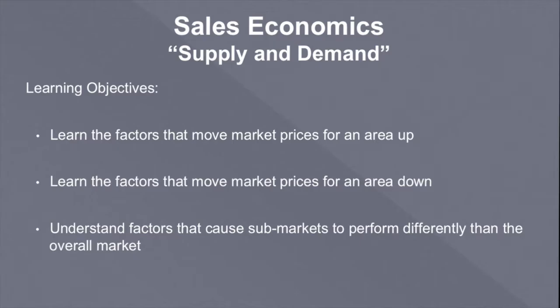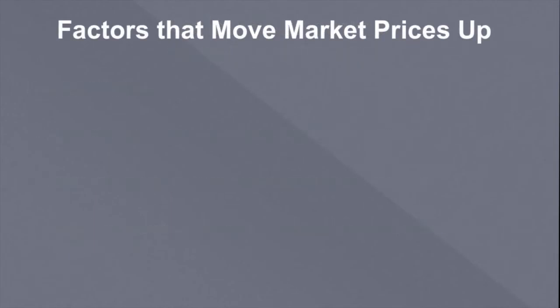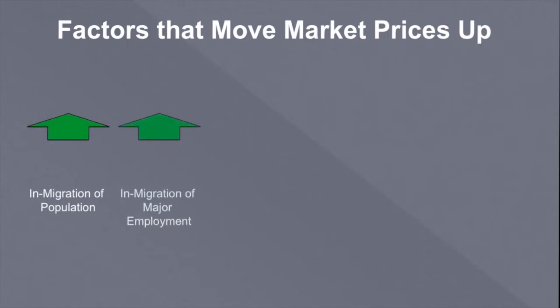So within those cities, of course, even the city is not a micro market unless it's a really small city, but within those areas, there are micro markets that are more like neighborhoods that have certain characteristics. And sometimes they perform differently than the overall market. So we've got to understand that. What are the factors that move market prices up? Well, obviously in-migration of people and in-migration of employment. So when the jobs come, the people come, and usually the jobs go first and then the people follow.